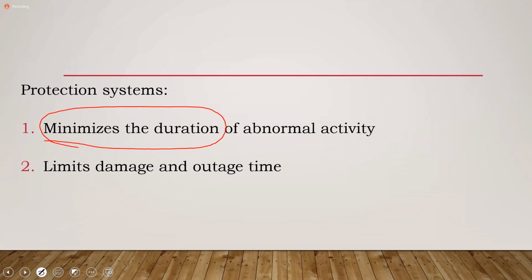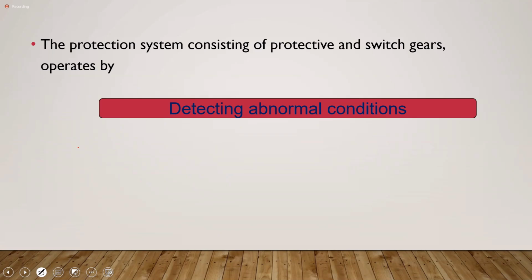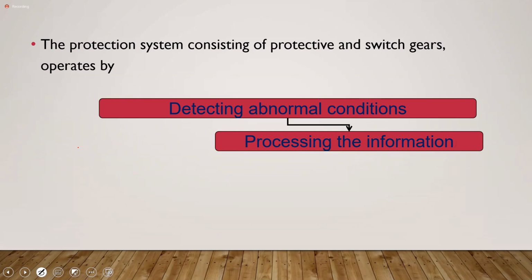So in terms of the protection systems, these are the four critical steps that are involved. The first one is that we need to be able to detect the abnormality, the abnormal condition. Secondly, we want to process the information. Having detected it, you need to decide what it is. What is the real problem?